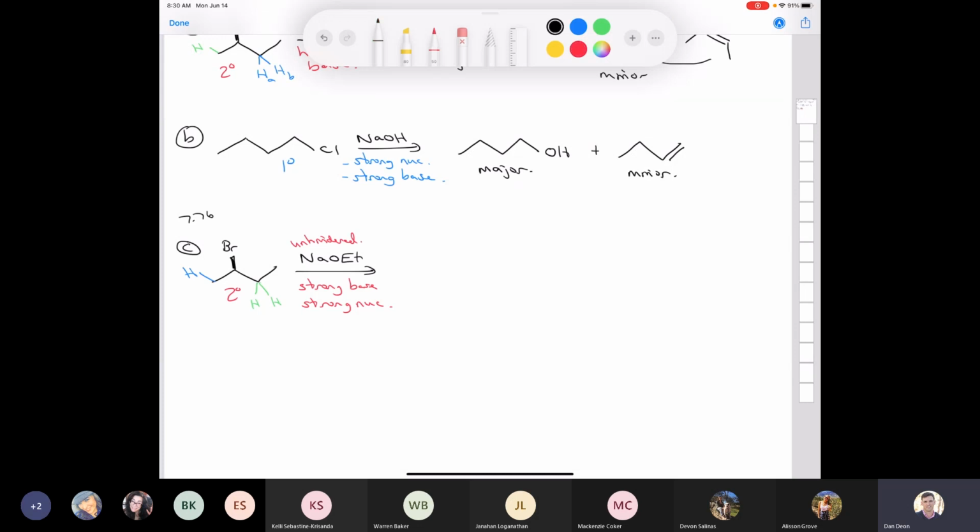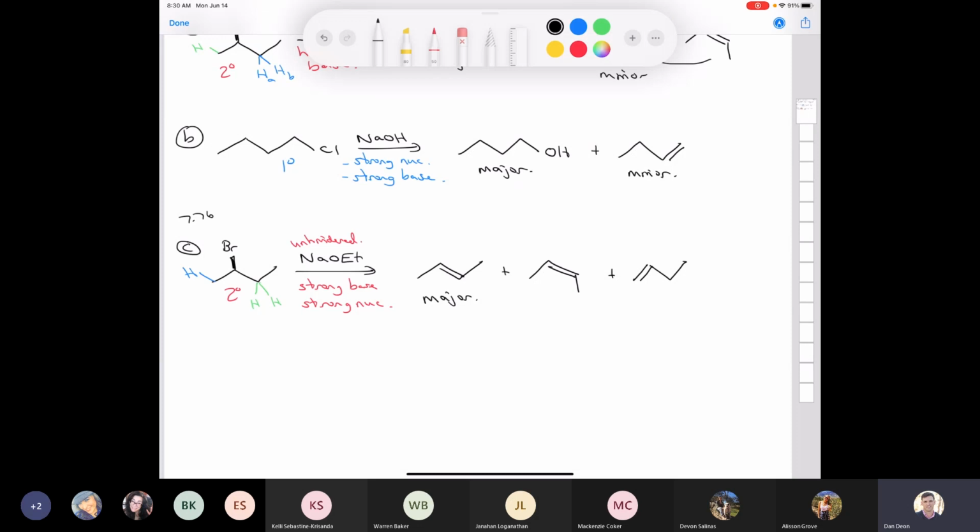Now, in terms of the Zaitsev products, I would assume that the one that gives you the trans is going to be the major product because it's less sterically hindered, but we'd get some of the cis as well. And then we're also going to get some of the Hofmann product. But we're also going to get some of the SN2 product as well, right? We're going to get some substitution.